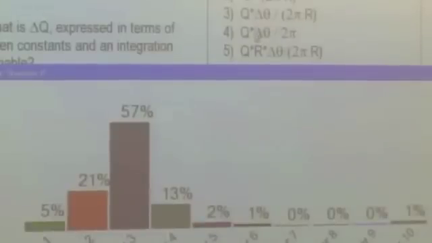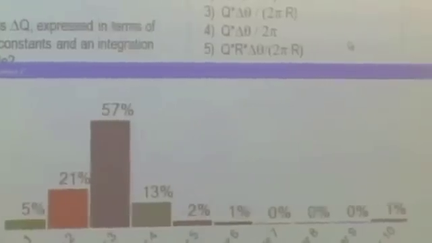So it looks like, in terms of the units, 4 would work because we have theta, which is unitless, divided by 2 pi, or Q times r divided by 2 pi r. In fact, 4 and 5 are identical, which is just a factor of r multiplied top and bottom. And so either 4 or 5 is the correct result here.